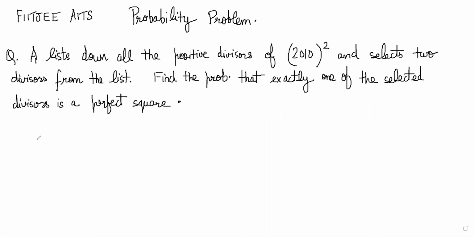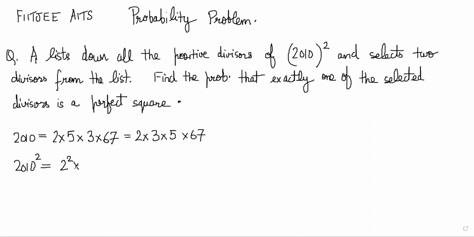So to start off this problem, let's find out the divisors of 2010 square. 2010 can be factorized as 2 into 1005, which is 5 into 201, which is 3 into 667. So basically, this is the factorization of 2010: 2 into 3 into 5 into 67. So 2010 square has the factorization 2 square into 3 square into 5 square into 67 square.